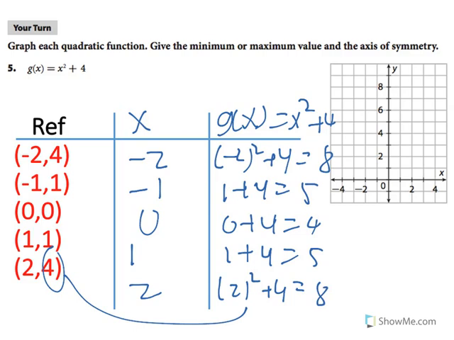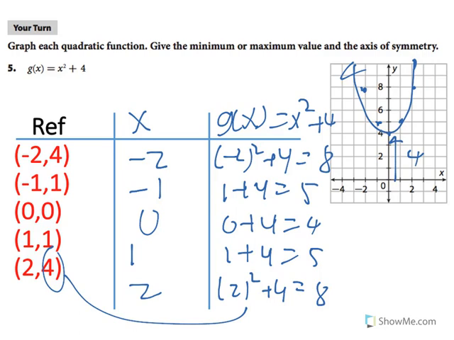So negative 2 and 8 is here, negative 1 and 5 is here, and 0 and 4 is here, and 1 and 5 is here, and 2 and 8 is here. So the graph is this. So it went up 4 units, right?